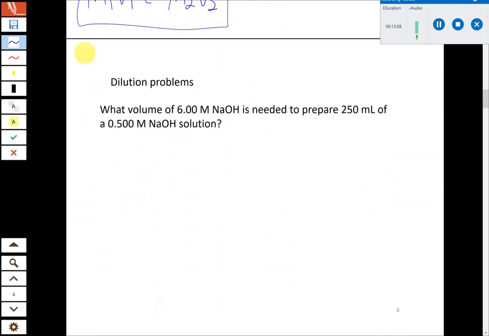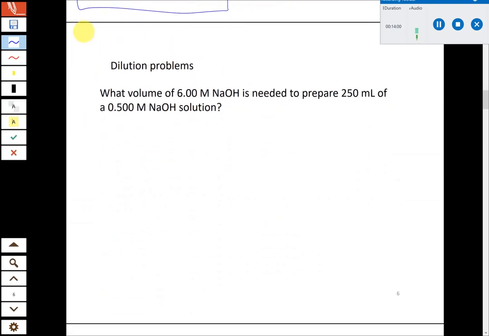All right, so a typical problem for this would be, what volume of 6 molar NaOH is needed to prepare 250 milliliters of a 0.5 molar solution? All right, so again, the dead giveaway that this is a dilution problem is that we just have one solute, NaOH, we're not reacting that with anything, we're not doing any sort of chemical reaction, and we have two different concentrations. We're starting out with a 6 molar solution, and we're ending up with a solution at a lower concentration.